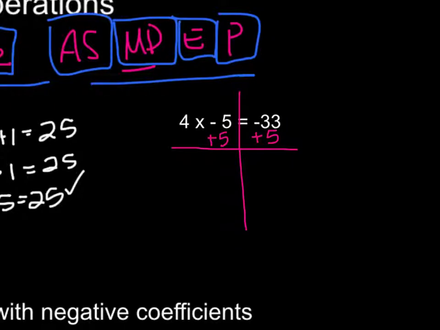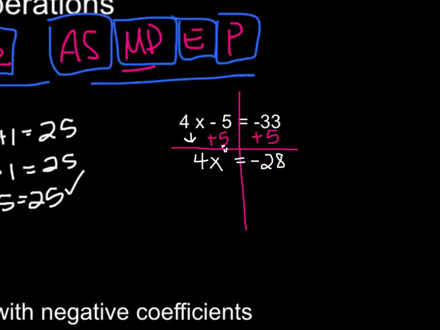So we end up with 4x, which we didn't even touch. This minus 5 plus 5 ends up being a 0, and that equals negative 33 plus 5. So I'm negative $33 in the hole, and Mom gives me $5 because she sees that I'm negative $33 in the hole, but she's not that nice. She's not going to give me all the money. She's just going to give me $5. So I'm still negative $28 in the hole. I'm still overdrafting. That just sucks. So from here, I have 4x is equal to negative 28.